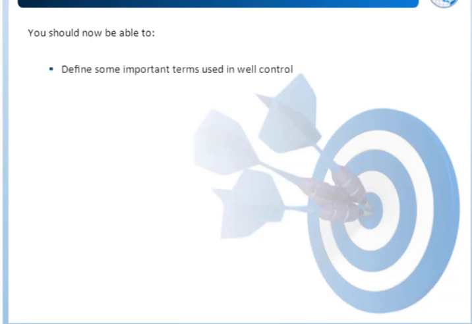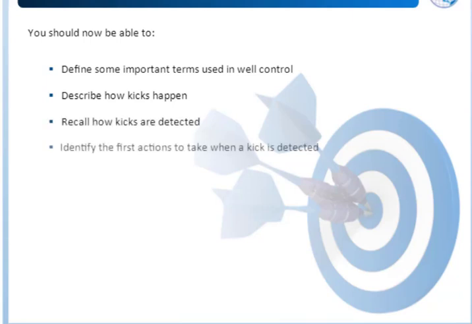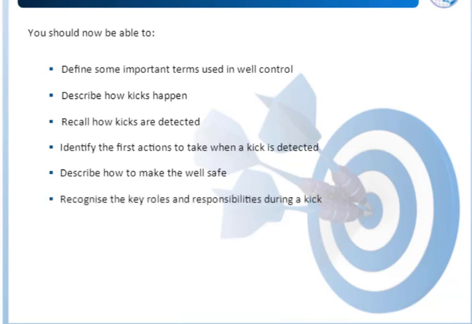End of this module. You should now be able to define some important terms used in well control, describe how kicks happen, recall how kicks are detected, identify the first actions to take when a kick is detected, describe how to make the well safe, and recognize the key roles and responsibilities during a kick.